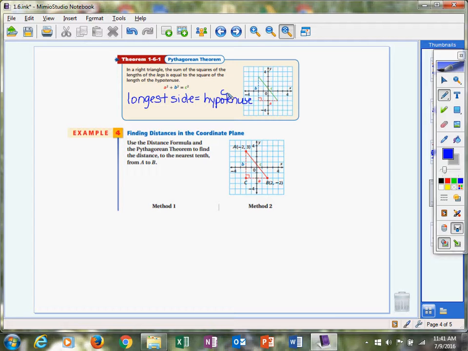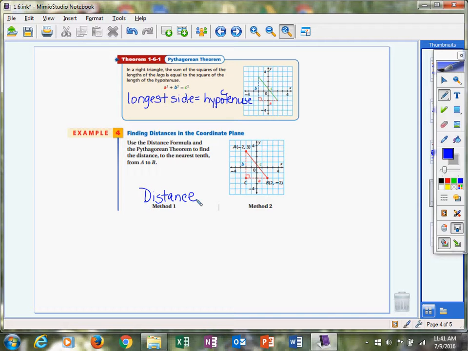Now, ideally, if you're doing it right, it shouldn't matter which method you use. If you use the distance formula or use the Pythagorean theorem, you should get the same exact answer. If you don't, you did something mathematically incorrect. Okay? So we're going to let this one be the distance formula, and that's where I'm going to start today.